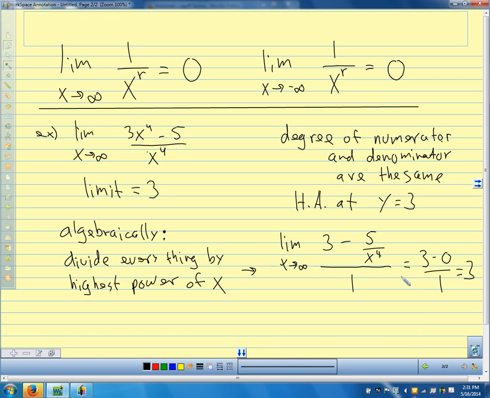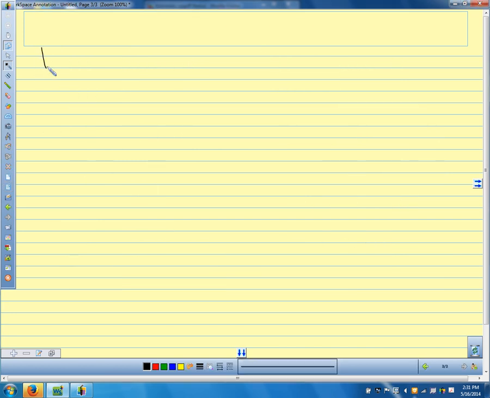All right, questions on what we did here? All right, let's look at another example. Let's look at the limit as x approaches infinity of x minus 1 over x squared.